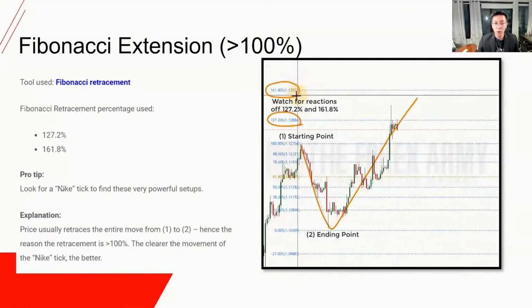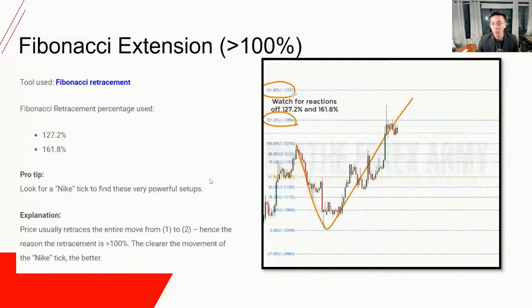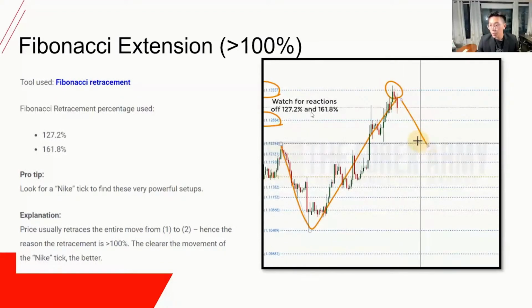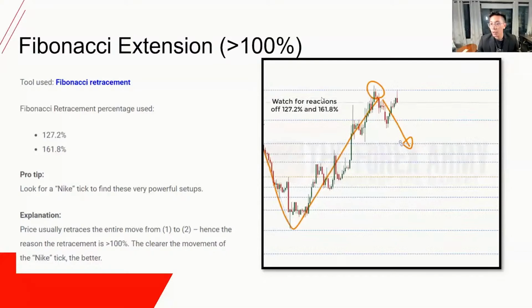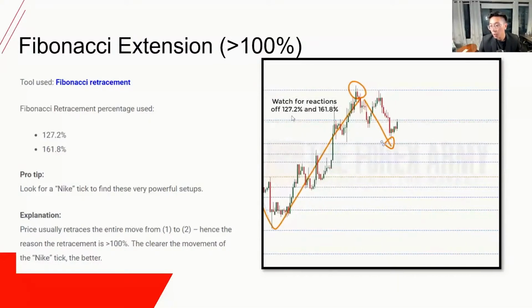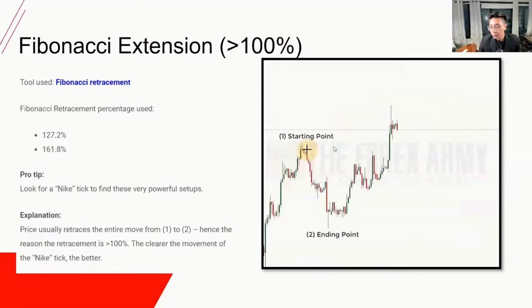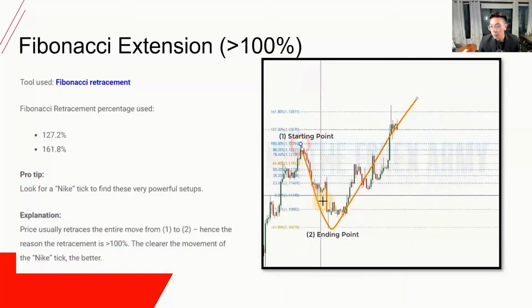All right, so you should always look for a Nike tick to find these very powerful setups. You can see a Nike tick right here. Once it goes past the 100% level, you should watch for reactions at the 127.2 and 161.8 in this GIF over here. Starting point, you see, ending point, Nike tick, right? And then you are plotting the fib retracement tool.